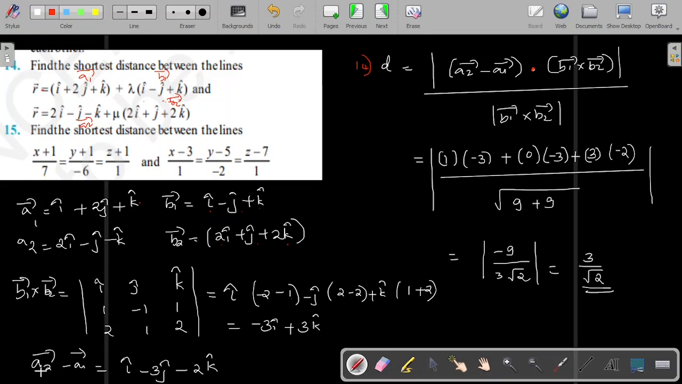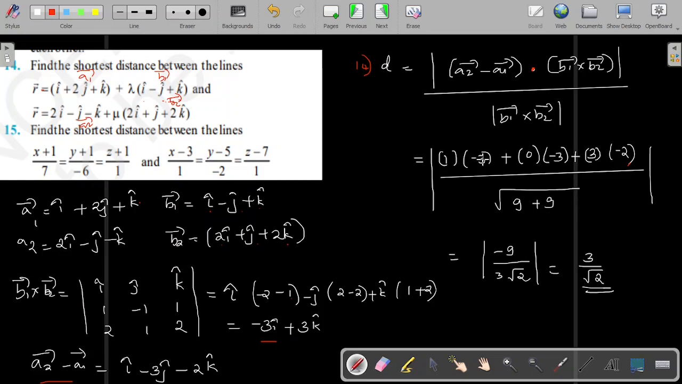So here a2 minus a1 and b1 cross b2. Minus 3 and component of i cap is 1, so 1 into minus 3. Component of j cap is 0 and component of j cap is minus 3, so 0 into minus 3, plus component of k cap is 3 into minus 2, divided by magnitude of b1 cross b2, that is 3 square 9 plus 9.